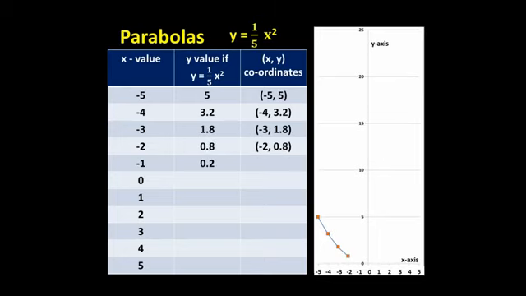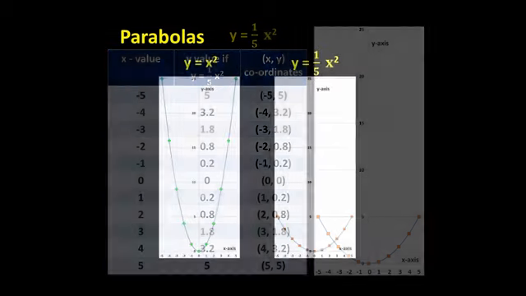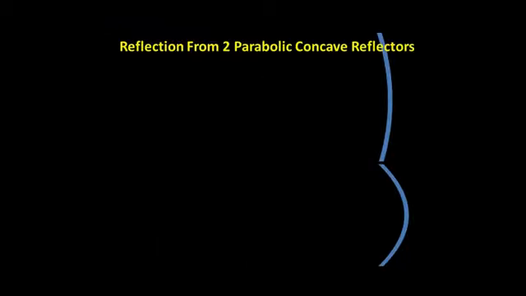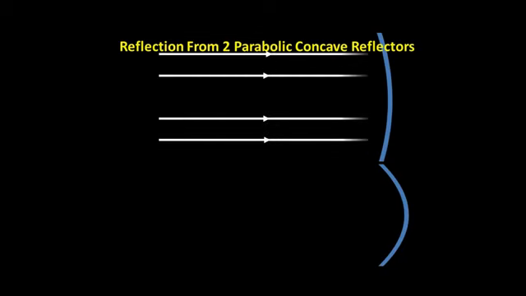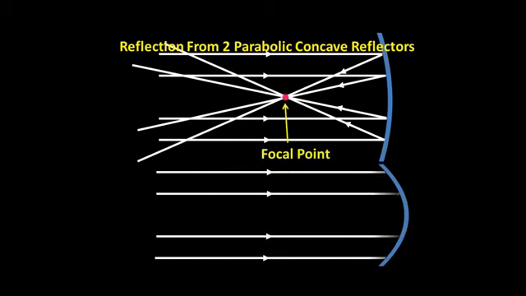If we continue plotting all these points, we end up with a flatter curve than the one we saw before, but this curve is also a parabola. You can compare the two parabolas if we place them side by side. Now, all parabolic concave reflectors can focus parallel beams of light to a focus point. The top one here focuses the light beams to the point shown. The bottom one, being more curved, has a much shorter focal length.